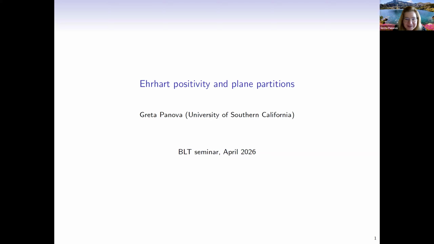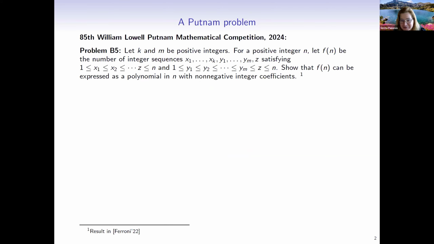I'm going to start with a Putnam problem. The story behind this problem is that I was on the Putnam committee for the last 3 years, so I was responsible for the content of the Putnam competition. I found the result in a paper of Luis Ferroni that was very beautiful, and it made a very nice Putnam problem. So it made it onto the competition, and the result is the following.